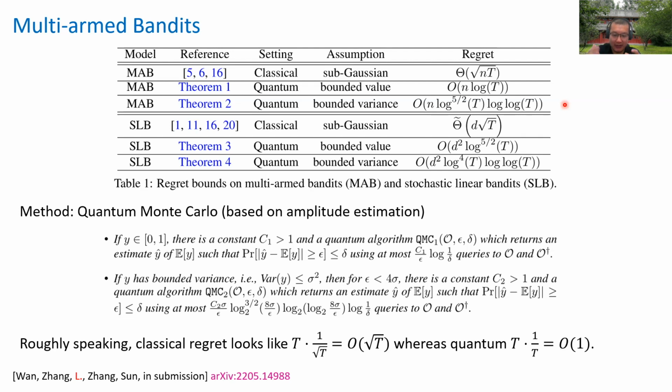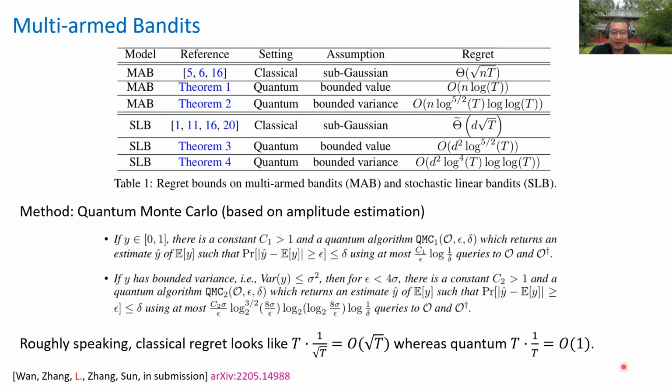If you keep pulling a specific arm, and you have IID samples from a random variable, you're going to gradually learn the expectation due to the Chebyshev inequality. But the classical concentration rate is basically 1 over square root of t, whereas quantumly, due to amplitude estimation, this kind of quadratic speedup, the concentration rate is going to be 1 over t. So if you have T iterations here, classically it is 1 over square root of t, and quantumly it is basically like O of 1.